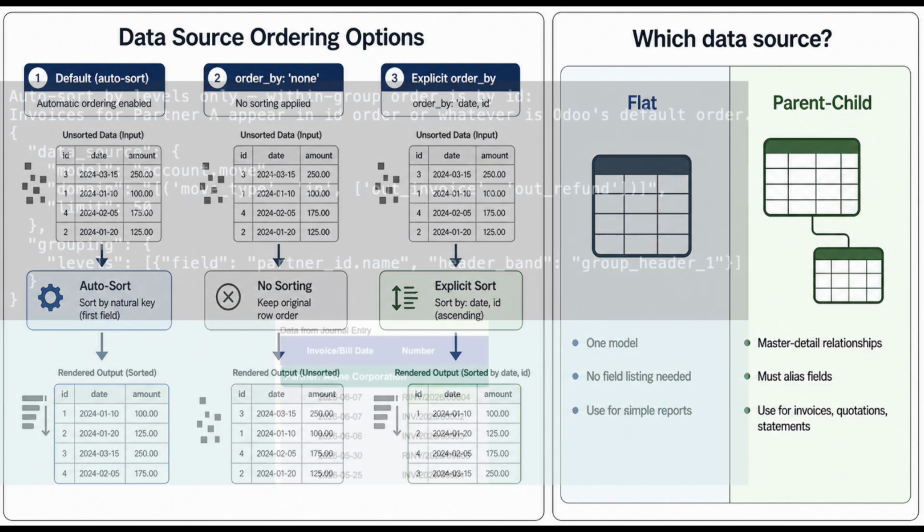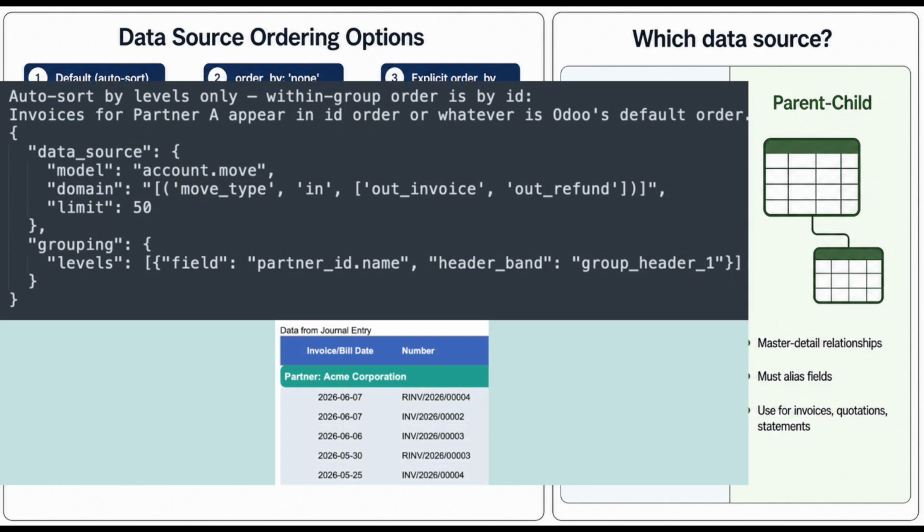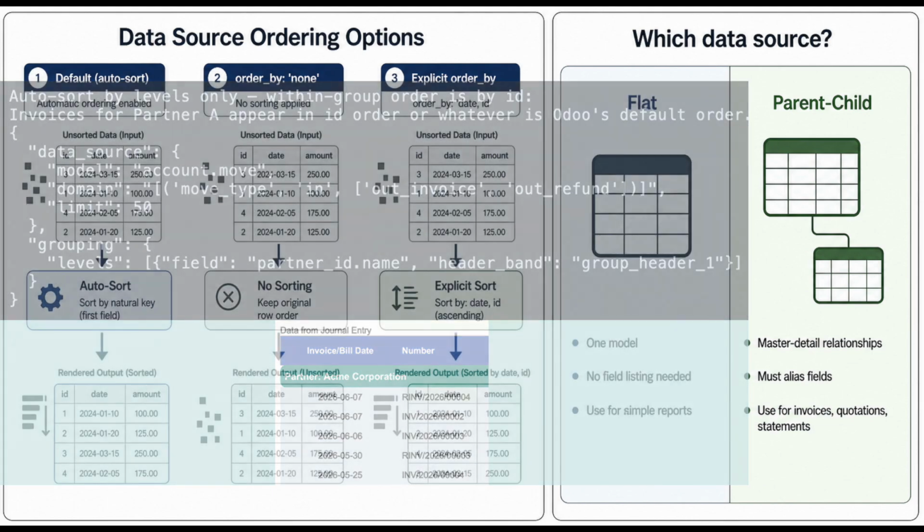Mode 1, default auto sort. Omit order by from the grouping section entirely. The engine automatically sorts by every level field in the order they appear in the levels array, all ascending. If you have three grouping levels, partner, then state, then category, the engine sorts by partner, then state, then category. The data source order is completely replaced. Groups are guaranteed correct. This is the simplest and safest choice.